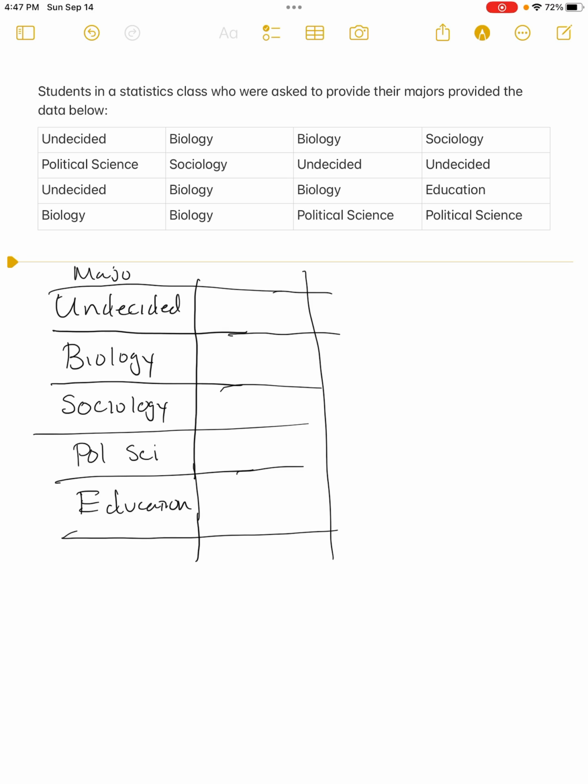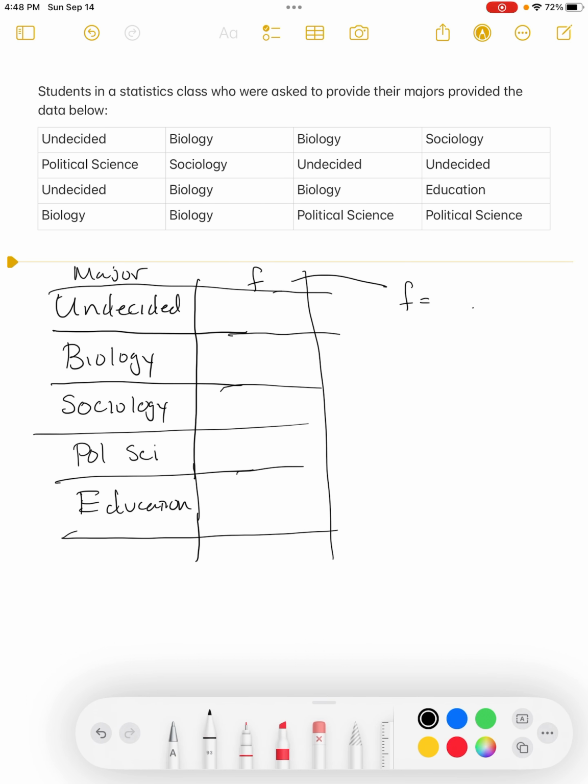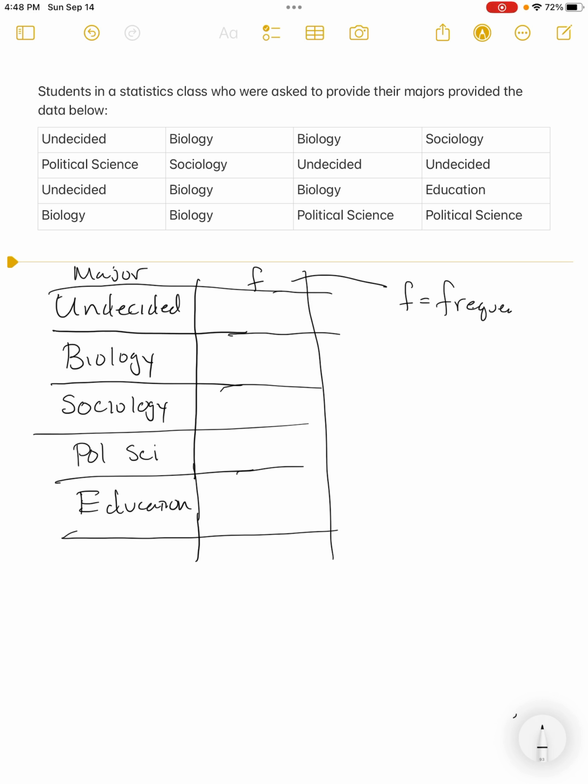As we look at this, this would be the major. Often they will label this first column as what the data is collecting. The data is collecting the major. And the second column is always the same thing. I'm going to put an F in there, and off to the side, I'll let you know F stands for frequency. Sorry about that, the pen didn't work super well, so let me rewrite that. Frequency is just how often.